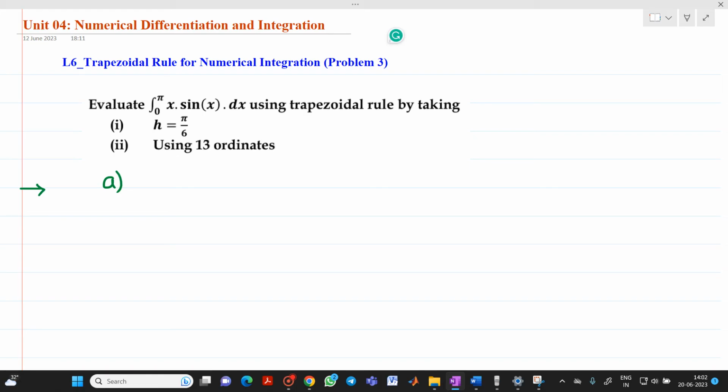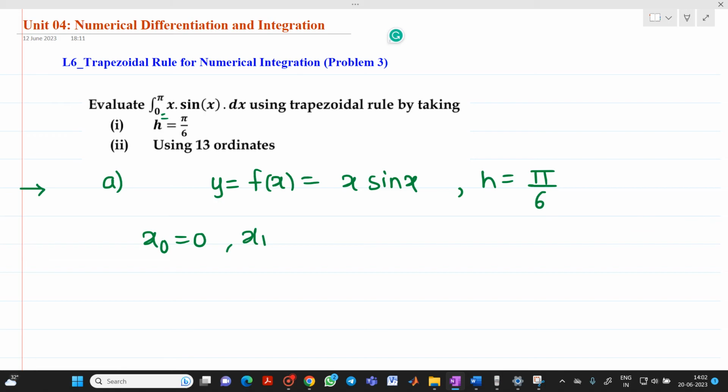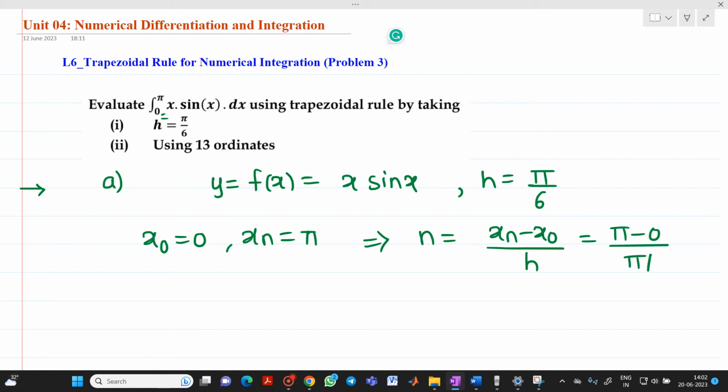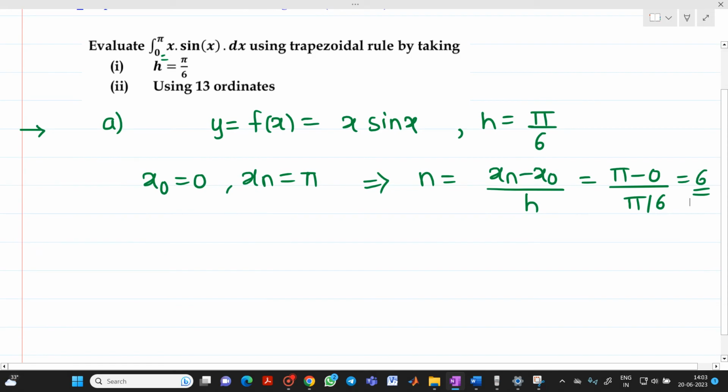So let me write it as y equal to f of x equal to x into sin x, and the value of h has been given, which is equal to pi by 6. Now if you see, the value of x0 will be equal to 0 because it is the lower limit, and xn will be equal to pi, which is the upper limit. So we will be able to find n, which is equal to xn minus x0 divided by h. xn is pi, x0 is 0, divided by pi by 6. So you will get the answer as 6. So we will have values starting from x0 to x6.